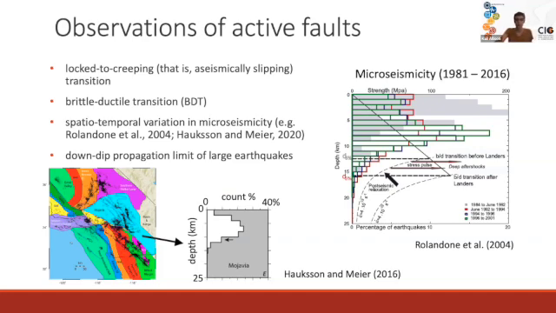So geodetic observations and microseismicity can both contribute to our understanding of the locked creeping transition and the BDT. For example, in the bottom left here, Hauksson and Meier in 2019 compiled microseismicity data in different regions in Southern California and used the 95th percentile of the depth of microseismicity to measure the BDT. And on the right, Rolandone et al. in 2004 observed a rapid deepening followed by a more gradual shallowing of aftershocks after the 1992 Landers earthquake, which they identify as corresponding to a deepening and then shallowing of the BDT driven by strain rate dependent postseismic relaxation.